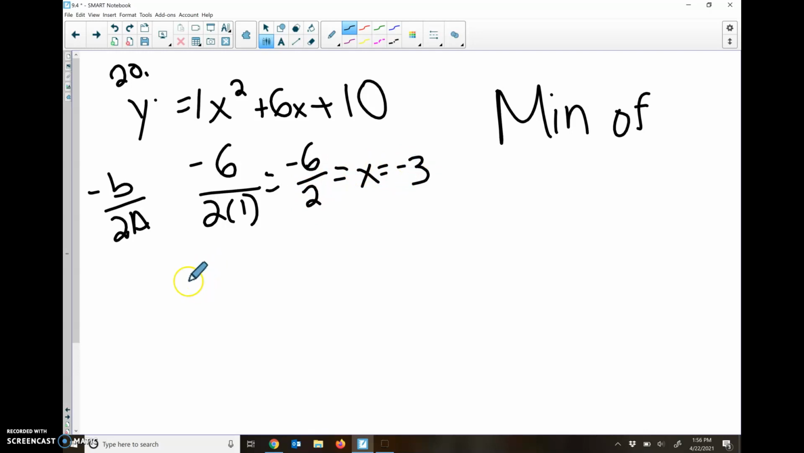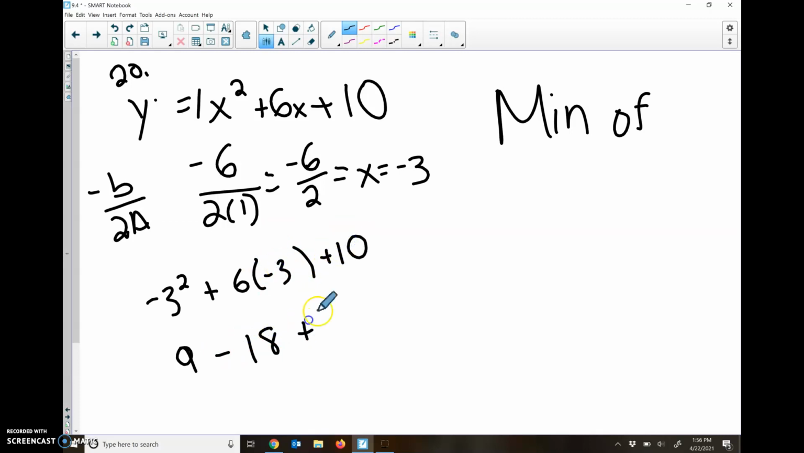So now that x is negative 3, I have negative 3 squared, which is 9, plus 6 times negative 3, which is negative 18, plus 10. So 9 minus 18 is negative 9. Negative 9 plus 10 is 1. So this has a minimum of 1.